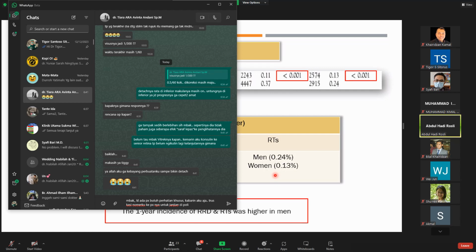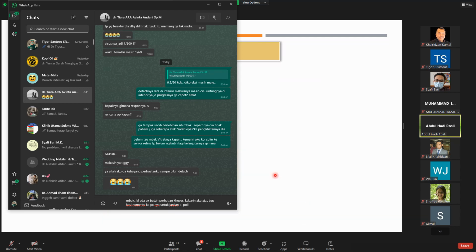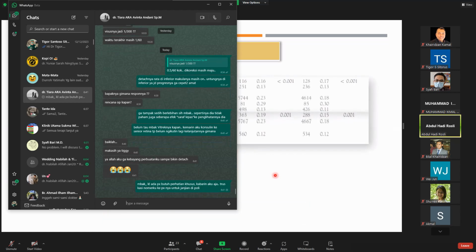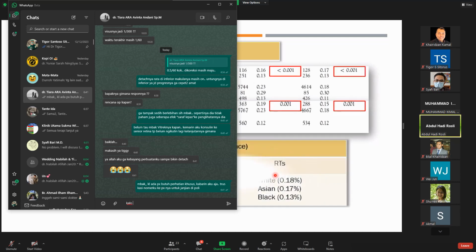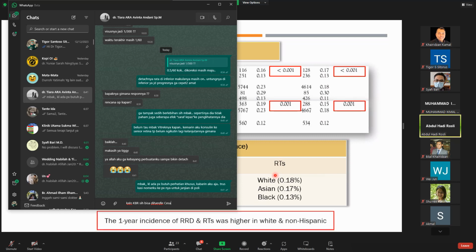And lastly, for race and ethnicity, they found that the incidence of RRD as well as retinal tear was higher in the white race and non-Hispanic. And this association was also significant.